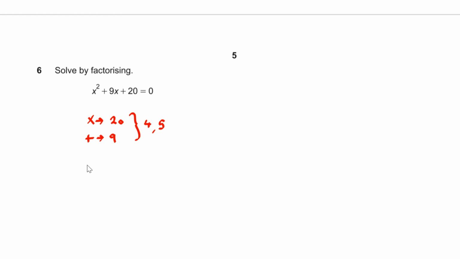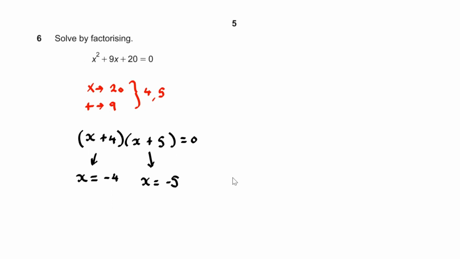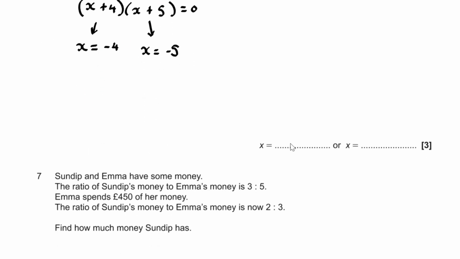And therefore what we have is x plus 4, lots of x plus 5 equaling 0, so either the x plus 4 is equal to 0, in which case x is equal to minus 4, or the x plus 5 is equal to 0, in which case x is equal to negative 5. And so therefore we have two solutions for x, minus 5 and minus 4.